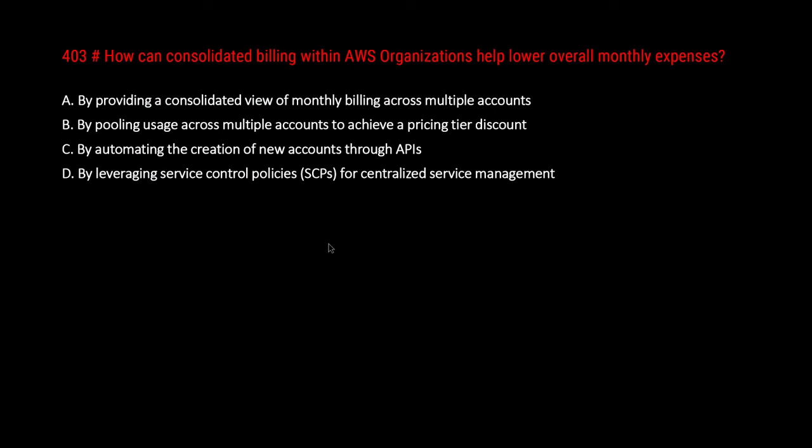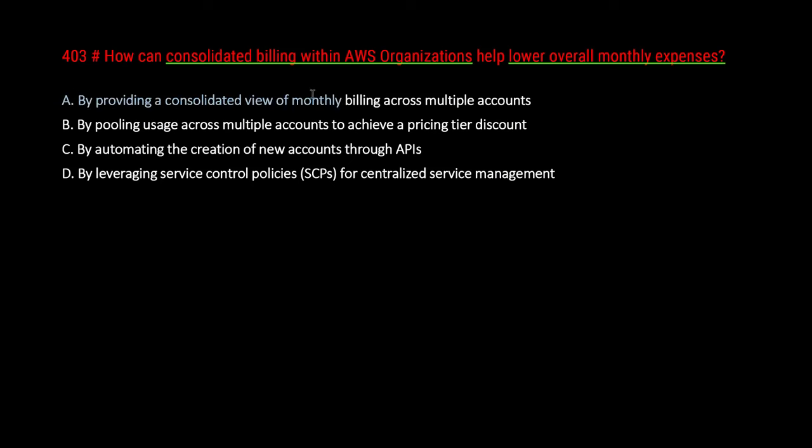How can consolidated billing within AWS Organizations help lower overall monthly expenses? Okay. Now they are agreeing that consolidated billing is available only through Organizations, because we have seen a couple of questions asking that. Now, what are they asking? They are asking how. They are saying, yes, using consolidated billing within Organizations you can lower overall monthly expenses, but how? Okay, how do you do that? Let's look at the options.